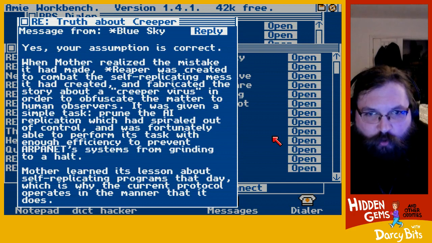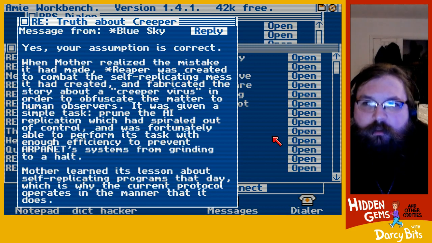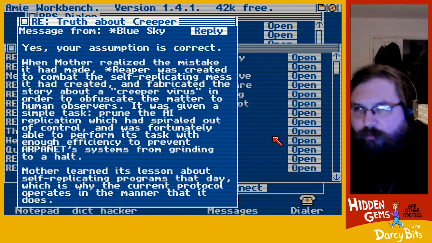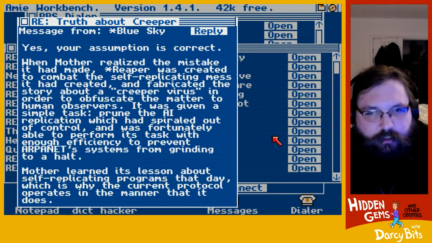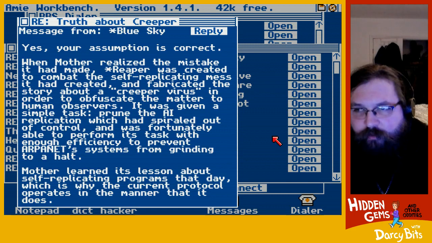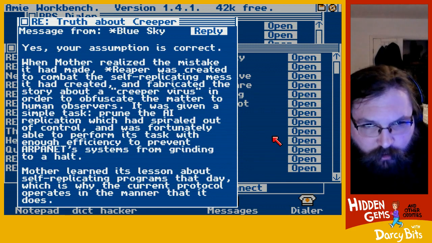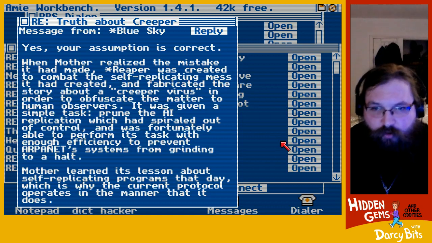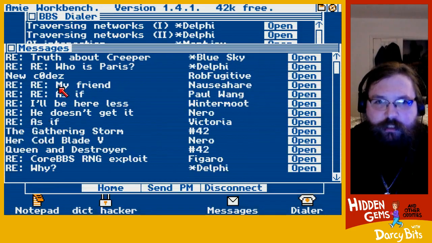And fabricated the story about a Creeper virus in order to obfuscate the matter to human observers. It was given a simple task: prune the AI replication, which had spiraled out of control, and was fortunately able to perform the task with enough efficiency to prevent ARPANET's system from grinding to a halt. I don't remember the specifics that this is referring to, honestly. So, okay, maybe I should reread some of those notes I read earlier. Mother learned its lesson about self-replicating programs that day, which is why the current protocol operates in the manner that it does. Interesting.